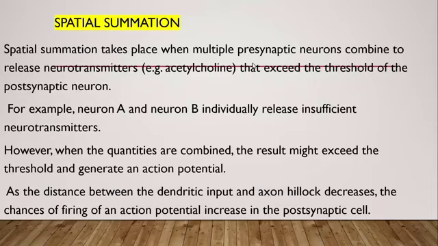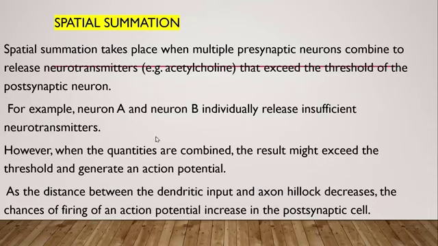In the first two slides we discussed that a single neuron has multiple terminals, and when multiple terminals of a single neuron are activated, they can produce a postsynaptic action potential. In other situations, multiple neurons are activated at the same time and they release their neurotransmitter, like acetylcholine, which exceeds the threshold of the postsynaptic neuron.